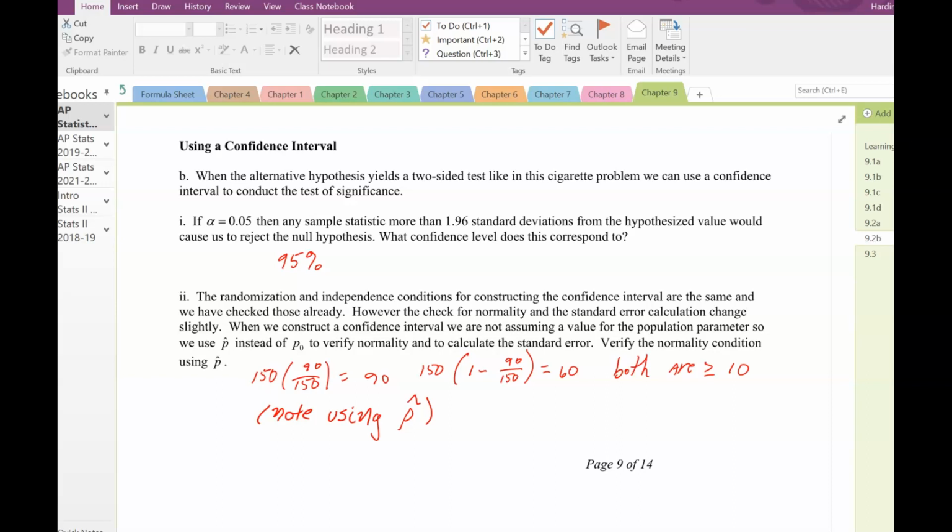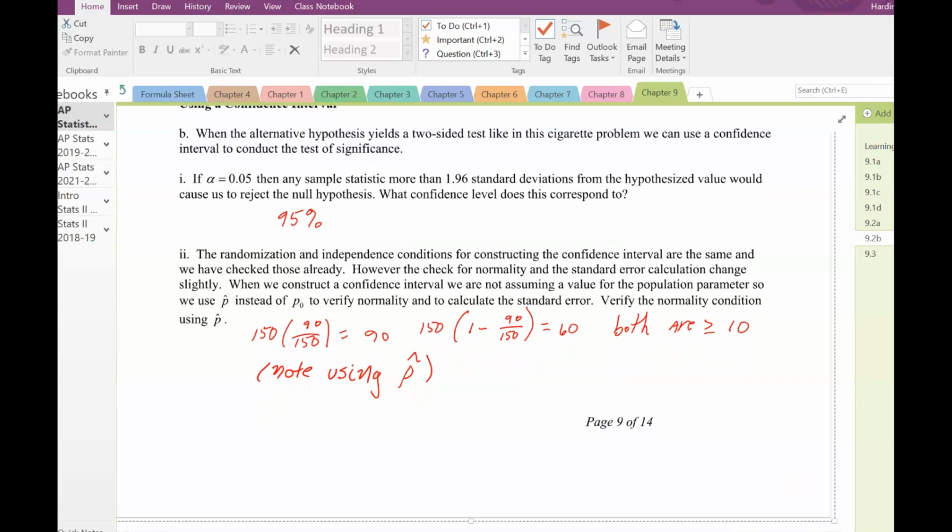We're going to take a look at the conditions. It says the randomization and independence conditions for constructing the interval are the same, and we've already checked those, so we don't need to worry about it. What you want to think about here for the normality condition is that we're constructing a confidence interval. There is no null hypothesis that we're basing our results on. So you're not going to use 0.5 as the proportion. You're going to take a look at the sample proportion. You're going to use p hat.